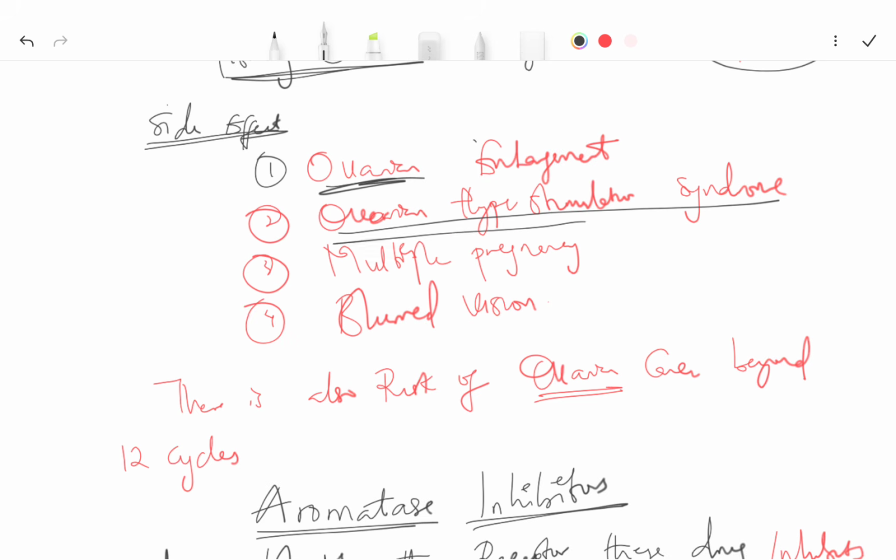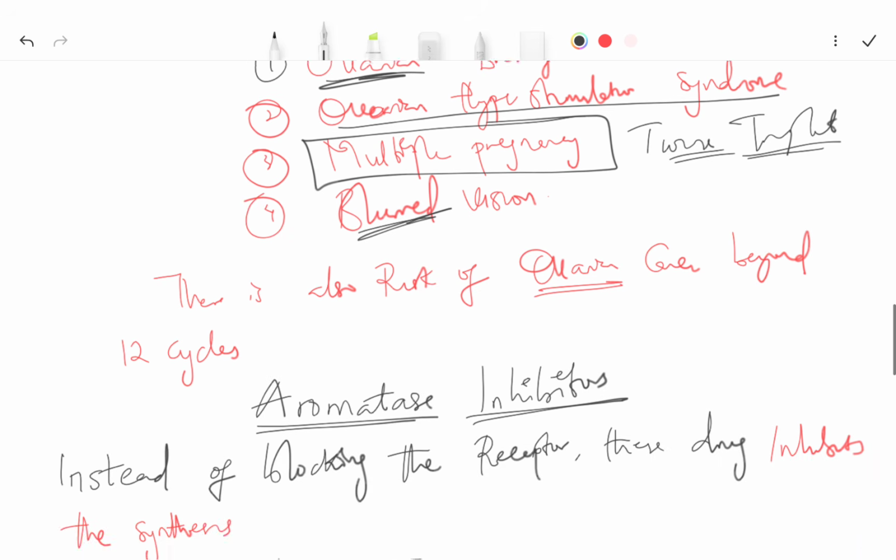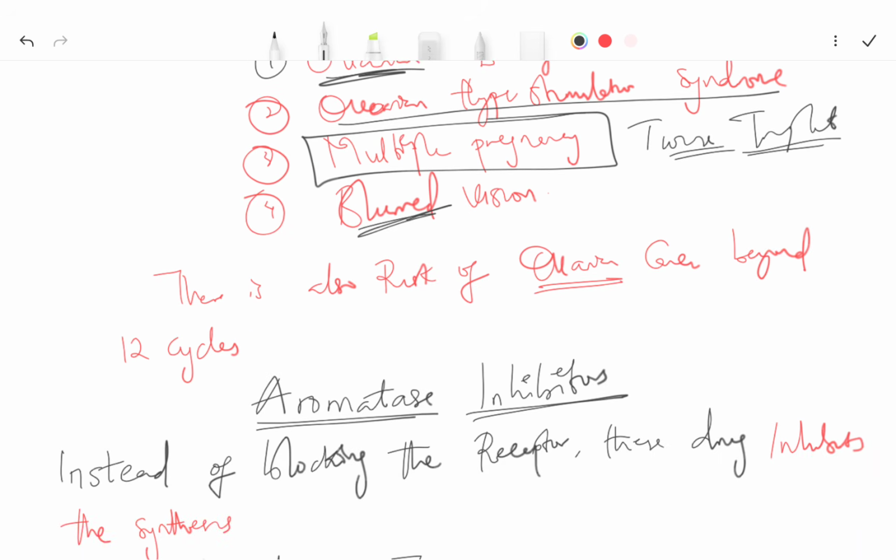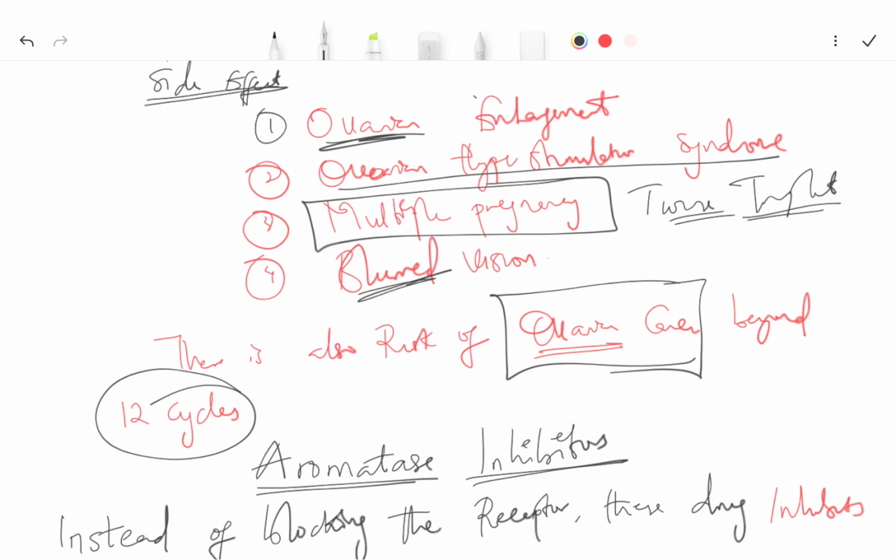Then most importantly, multiple pregnancy, because the woman will be ovulating, you can ovulate twice in a cycle. So this one will lead to what? This one will lead to twin pregnancy, triplet. Okay, so take note of that. Then again, as a side effect, blurred vision. Then also, if you give this clomiphene for more than 12 cycles, there's risk of ovarian cancer. Just take note of that. But the major risk factor we are scared of is this multiple gestation or multiple pregnancy.